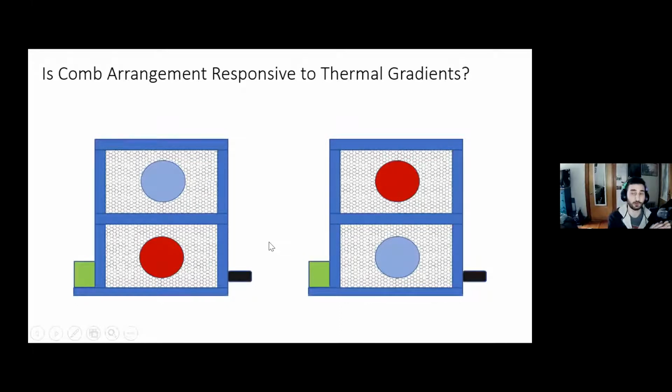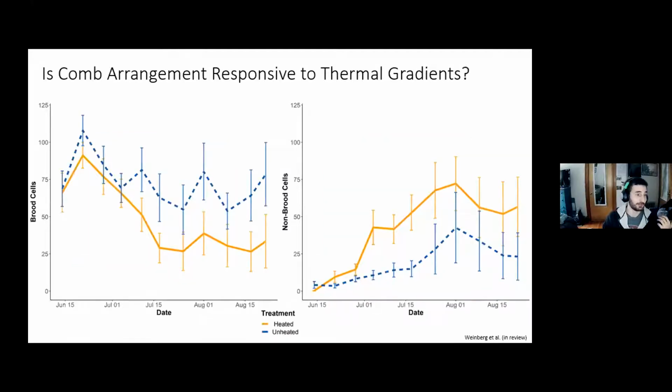And what I did was once a week for 11 weeks, I counted how much brood and how much non-brood was in each of these experimental areas. And what I found was that comb arrangement is indeed responsive to thermal gradients. So here we have brood cells over time in heated yellow and unheated blue areas. And you can see that after a delay, there's significantly more brood in unheated areas compared to heated areas. And for non-brood, we see the opposite effect. So non-brood over time, there's significantly more non-brood in heated areas than unheated areas.